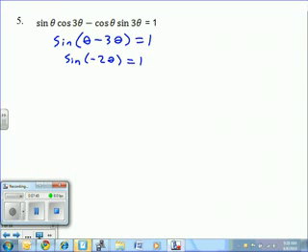It's an odd function. Anything with sine in it is odd. And odd functions tell us we would take this negative in front of the angle and do what with it? That's the even function when you get rid of it. You move it to the front. So this would be negative sine 2 theta equals 1.